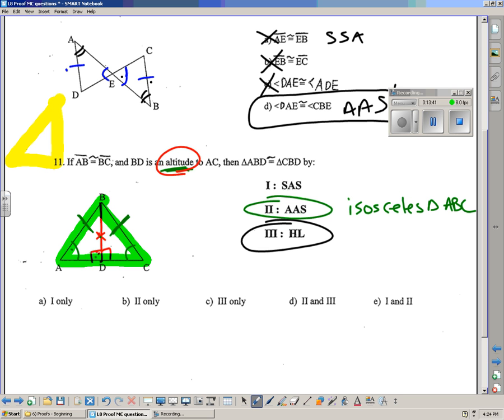What won't work in any configuration is side, angle, side, because I don't have, for example, the angle at B marked off, or I don't have the sides downstairs at AD and DC marked off. So 2 and 3 only is correct.